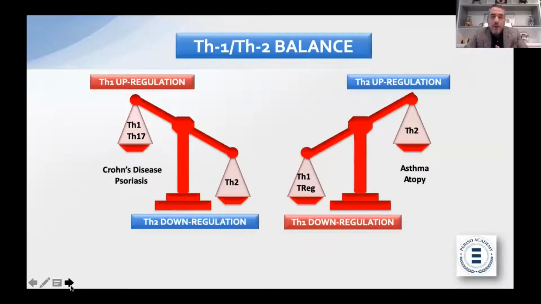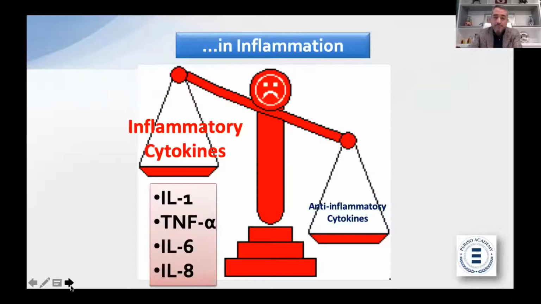For example, upregulation of Th2 is seen in Crohn's disease or psoriasis. Normally, Th2 exerts a little control for normality and homeostatic balance. And Th2 upregulation is seen in asthma or RTP. Wherever it is, normally the disbalance is the starter of disease.